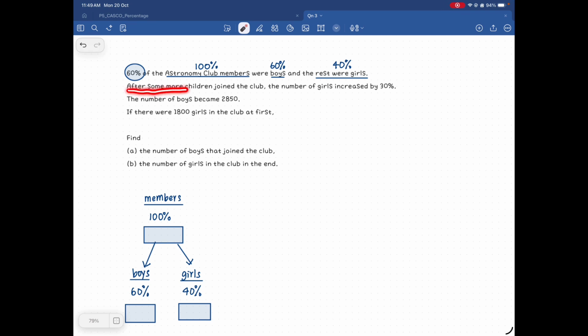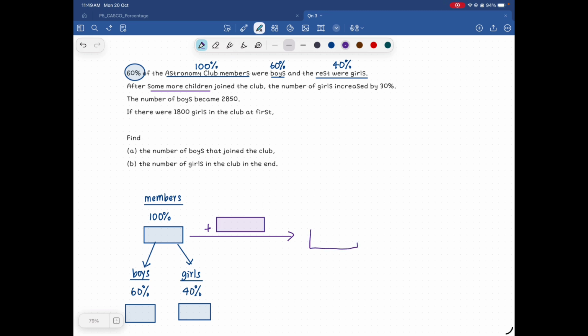Next, after some more children join the club, this means that there are more children joining the club and the total has changed. We'll represent this information on another flowchart and link the two flowcharts together instead of adding the information on the same flowchart. This will make the flowchart very complicated. So more children join the club here. How many? We aren't sure. But there is a new total, and this new total will also be represented by 100%. And I'm going to give this group a name: new total members.